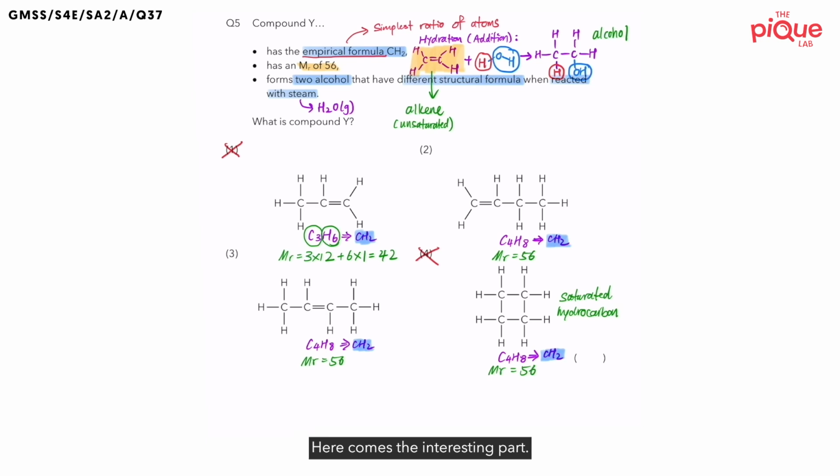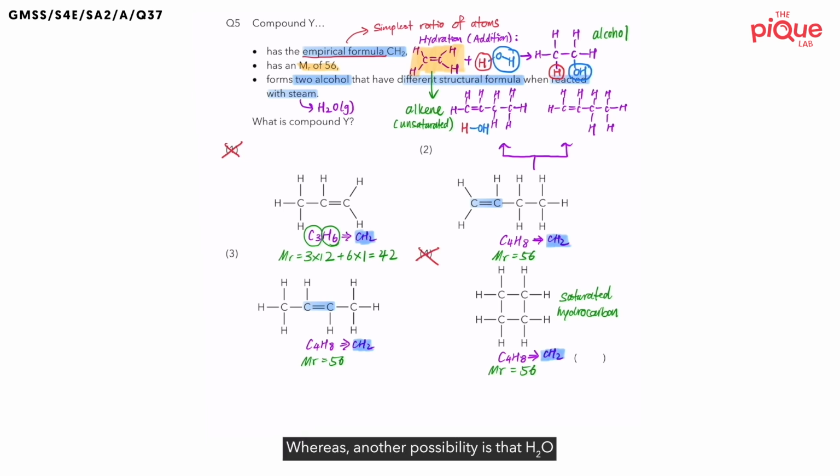Here comes the interesting part. If you compare options 2 and 3, you can see that both of them contain a C=C double bond. So shouldn't both of them react to give us 2 alcohols? Well, not so simple. Let us try to reorient compound 2 so that you can see this process better. One way that H2O gas can approach compound 2 is in this manner. Whereas another possibility is that H2O is laterally inverted and it approaches in this manner.